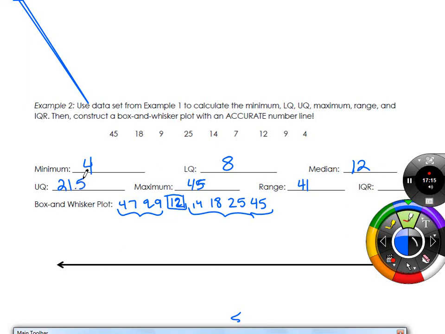All right. And then our interquartile range would be 21.5 minus 8, just like we calculate the range, but not from the minimum to maximum, from the upper quartile to the lower quartile. So 21.5 minus 8 is 13.5. Okay? All right, so the way that you're normally going to see these written is that there's going to be a number line. I don't know, say I count by 5s.